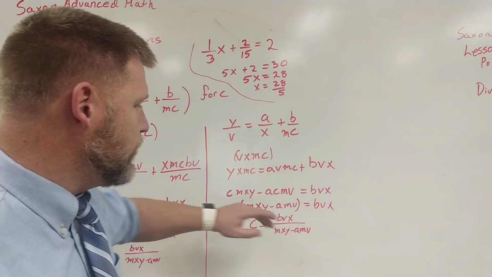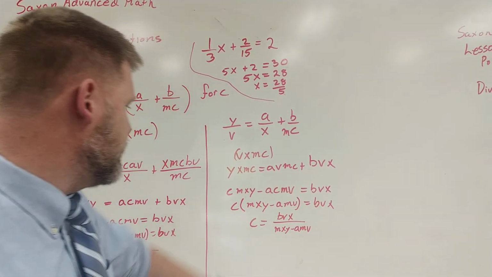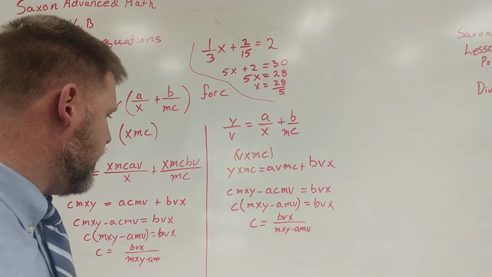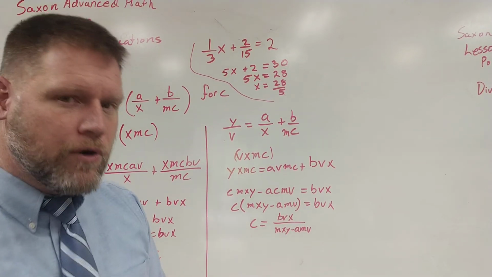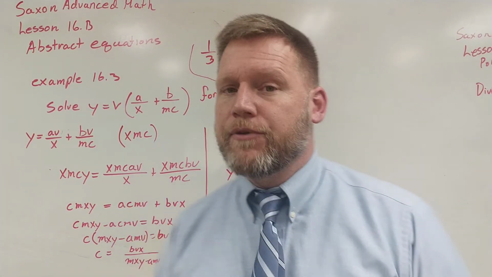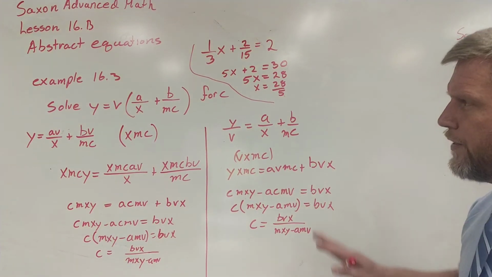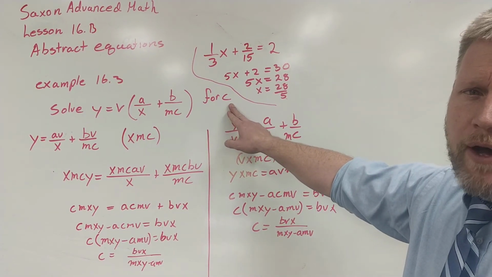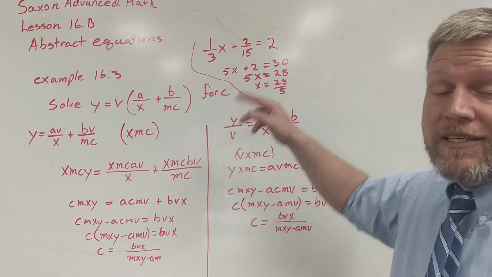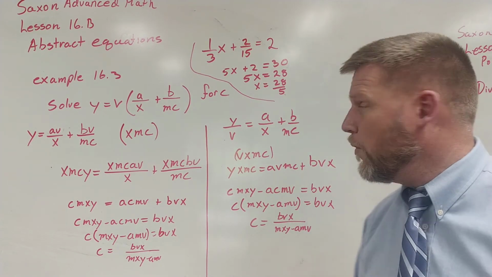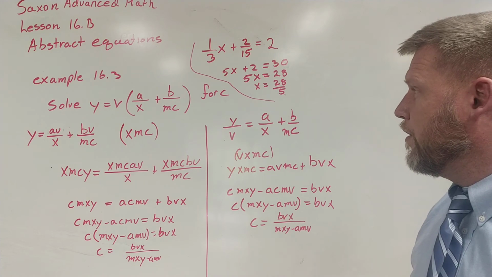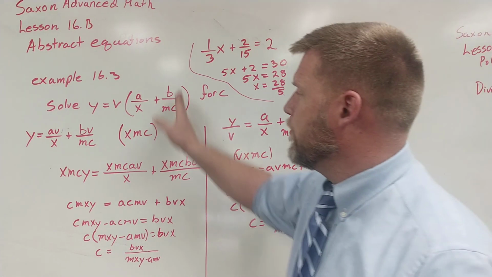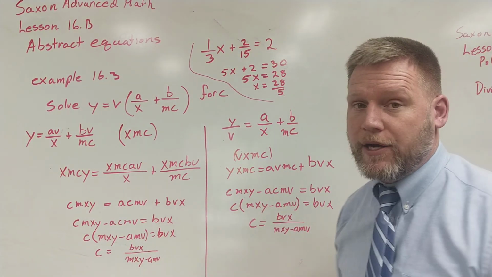I don't want it over here, so I divide both sides by it, and I end up with c equals bvx over mxy minus amv. It works exactly the same way. Feel free to use either method that you'd like, although this is an abstract equation because we are solving for a non-real number or a non-specified number. We're solving for a variable instead of solving for a number itself, especially when the variable is stuck inside of a problem with no actual numbers.